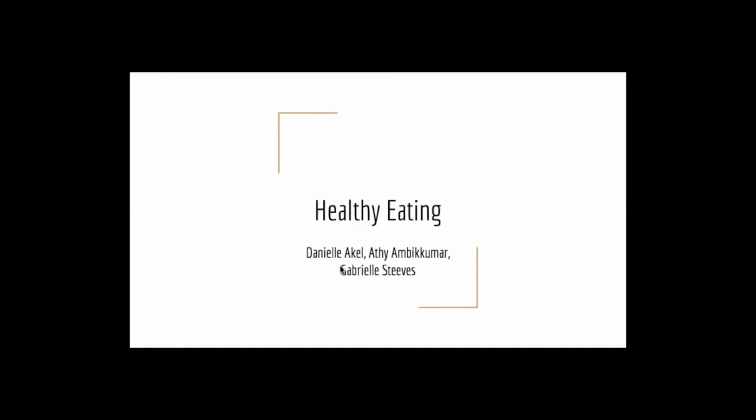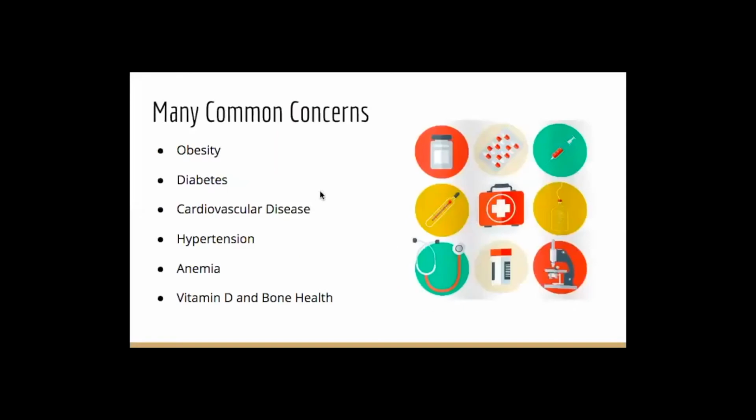Hi everyone. Today we're going to be talking about healthy eating. We're going to start out by talking about many common conditions that are related to unhealthy eating. So, we're going to be touching on obesity, diabetes, cardiovascular disease, hypertension, anemia, and vitamin D and bone health.